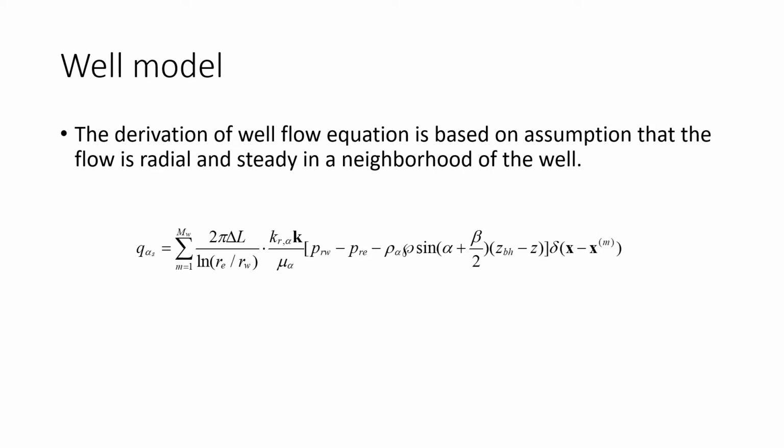For the well model, the well flow equation is derived based upon the assumptions that the flow is radial and steady in the neighborhood of the well. This equation is also called the Peaceman equation.